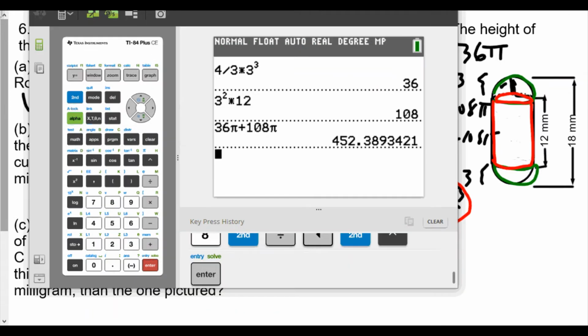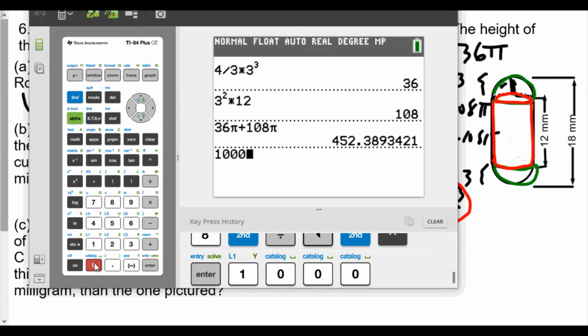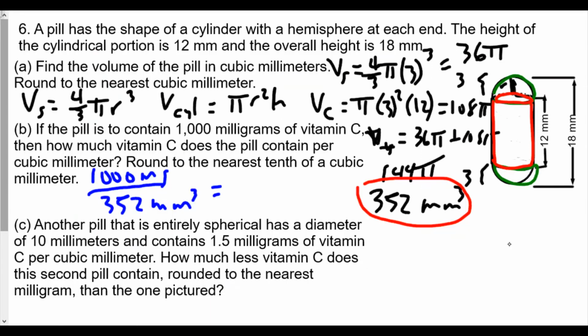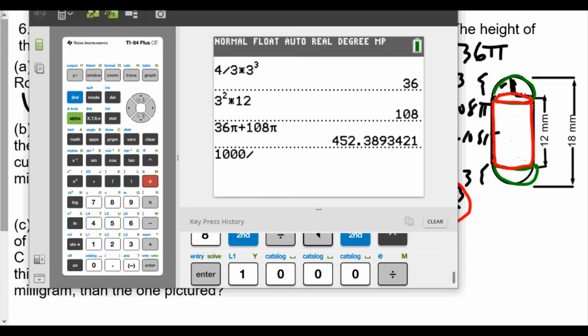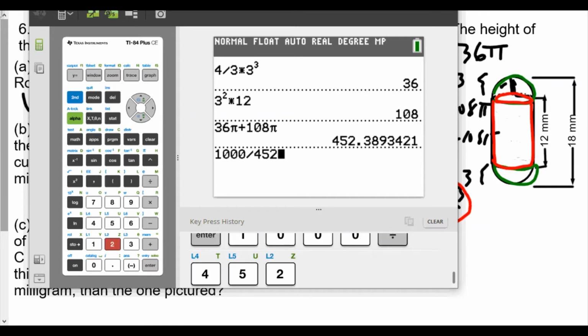So now we take 1,000 divided by 452. Oh, sorry, I've got to go back and change that. Not 352, 452. Sorry about that, ladies and gentlemen. See, I make mistakes. Good thing the calculator had the information. So we get, to the nearest tenth, 2.2 milligrams per cubic millimeter.